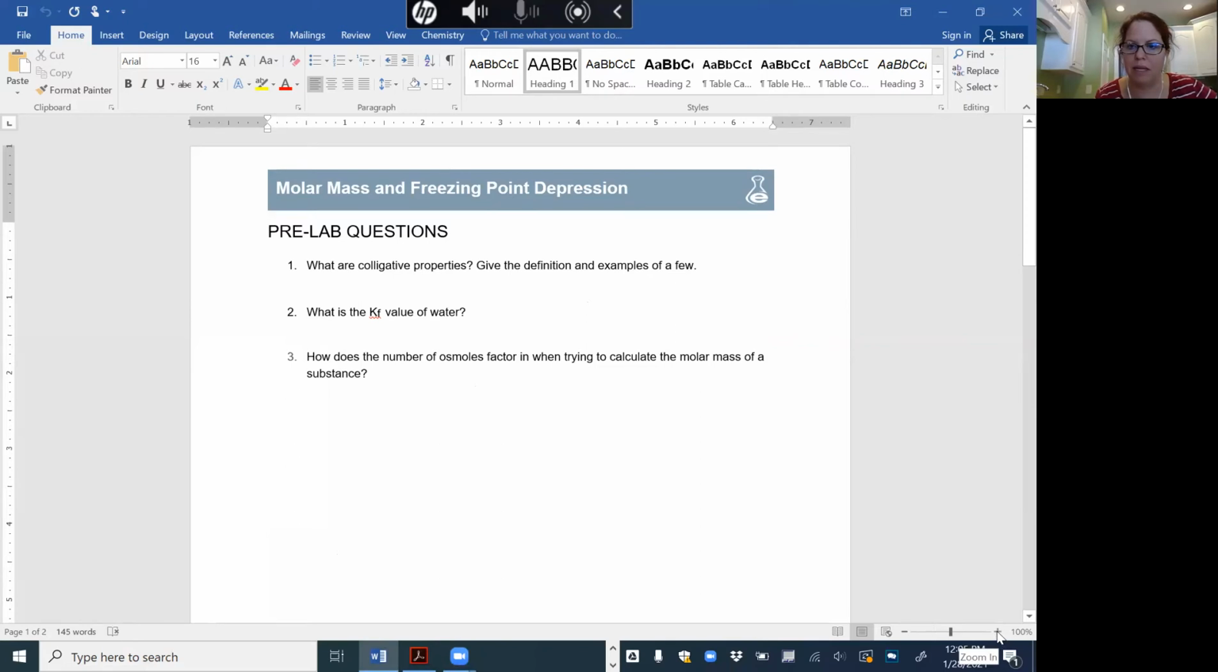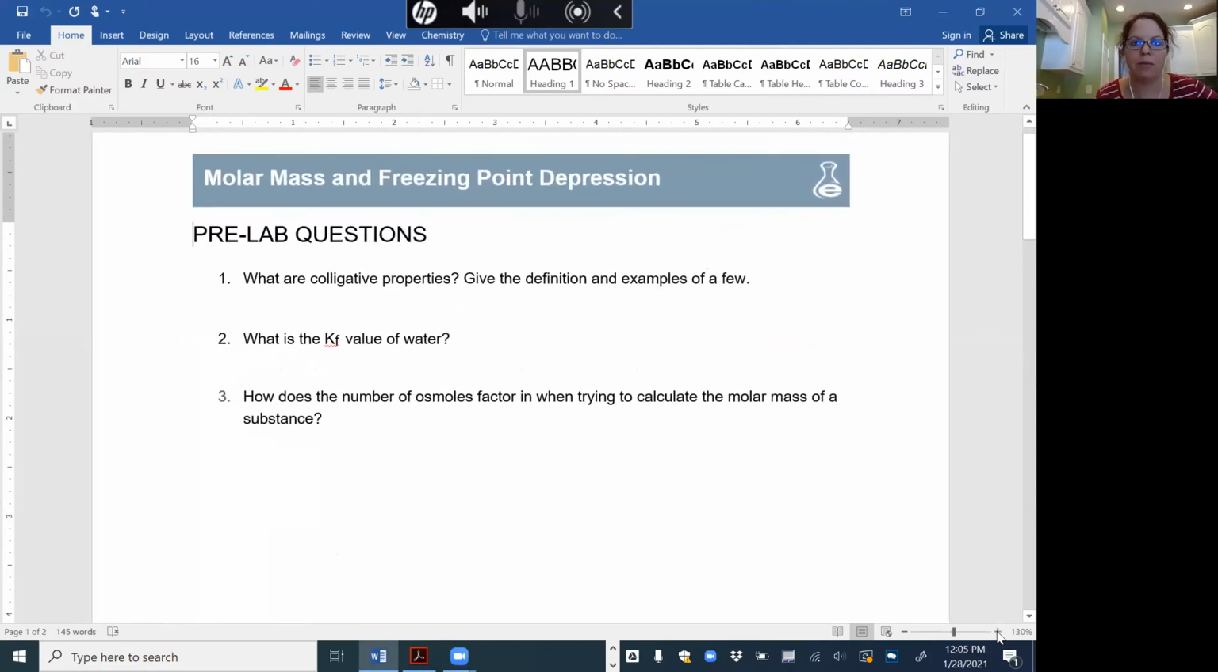In number 3, they use a really obscure word that is unfamiliar to most of us and does not show up in your textbook. It talks about the number of osmoles. They're asking about the Van't Hoff factor. For us, we've been calling that the Van't Hoff factor. That is looking at the number of particles that your substance breaks apart into.